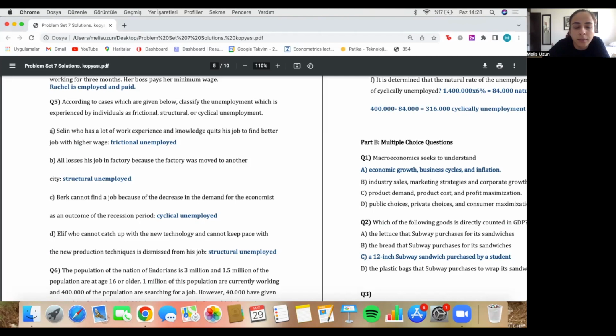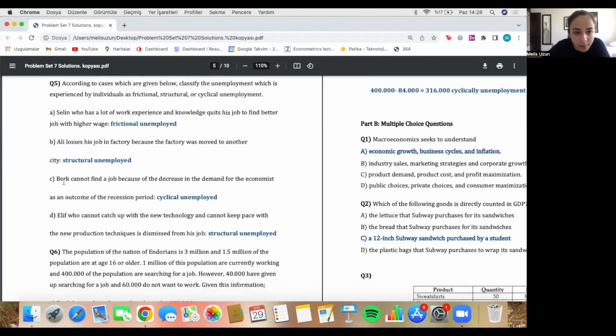So Selin, who has a lot of work experience and knowledge, quits her job to find a better job with a higher wage. So if Selin quit her job to find a better job, it is frictional unemployment. Ali loses his job in the factory because the factory was moved to another city. It is structural unemployment. It is the absence of demand for a certain type of job. So if the factory was moved to another city, maybe the city has a better source, I don't know. It is structural unemployment.